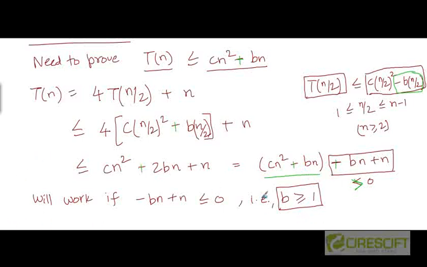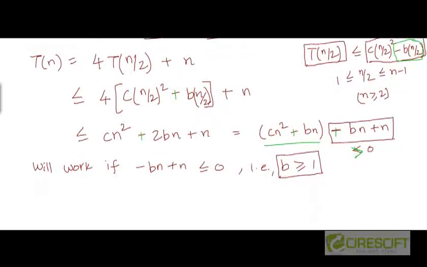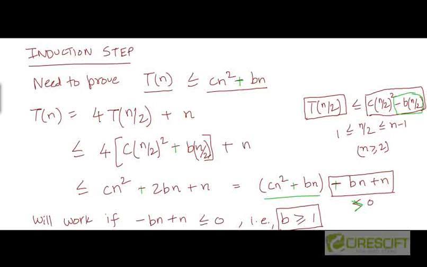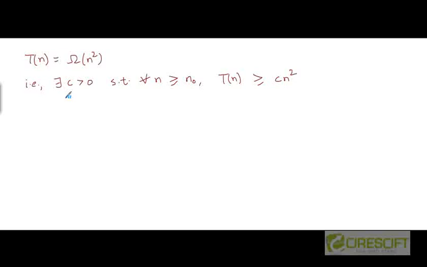So we have proven that T of n is in big O of n square. We need to prove that T of n is in big omega of n square as well. So let's try to prove by induction that T of n is in big omega of n square.